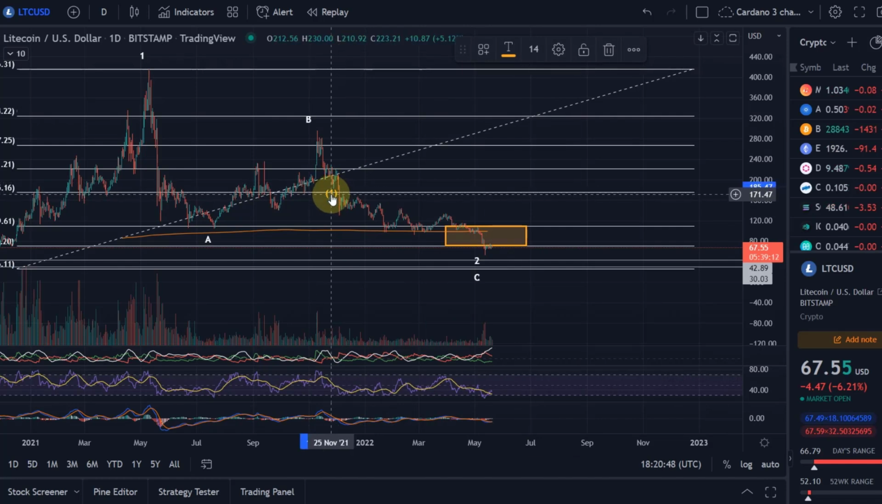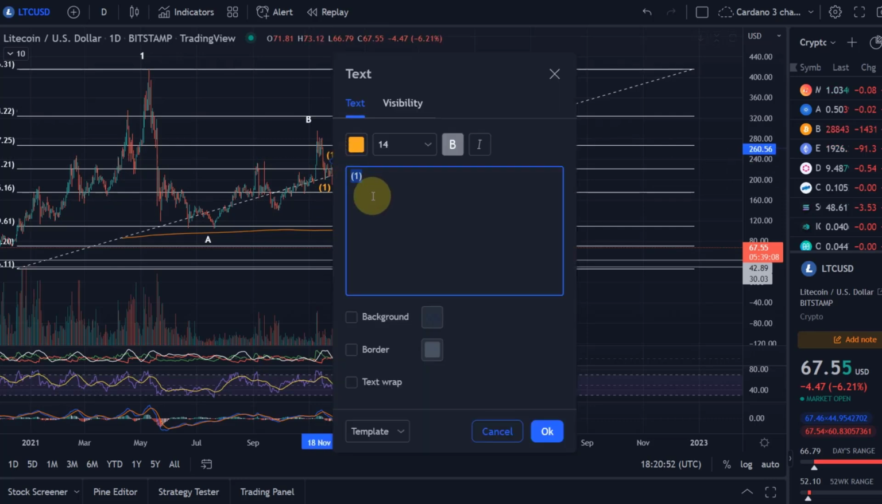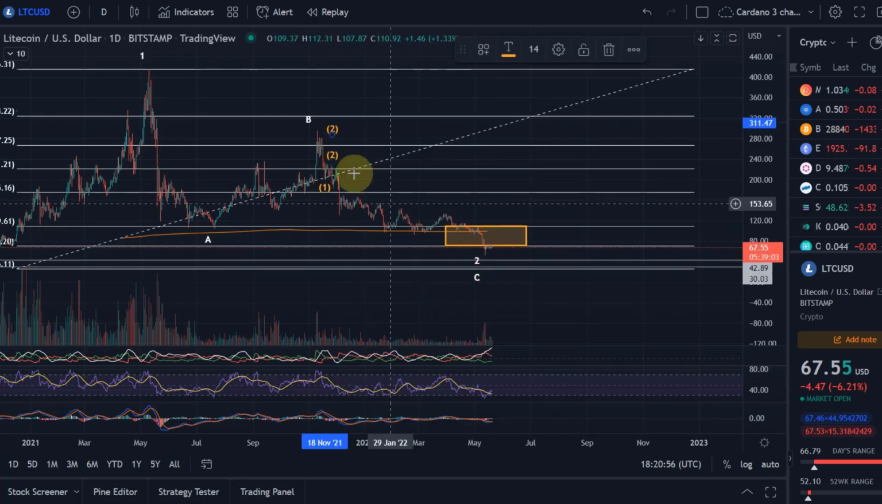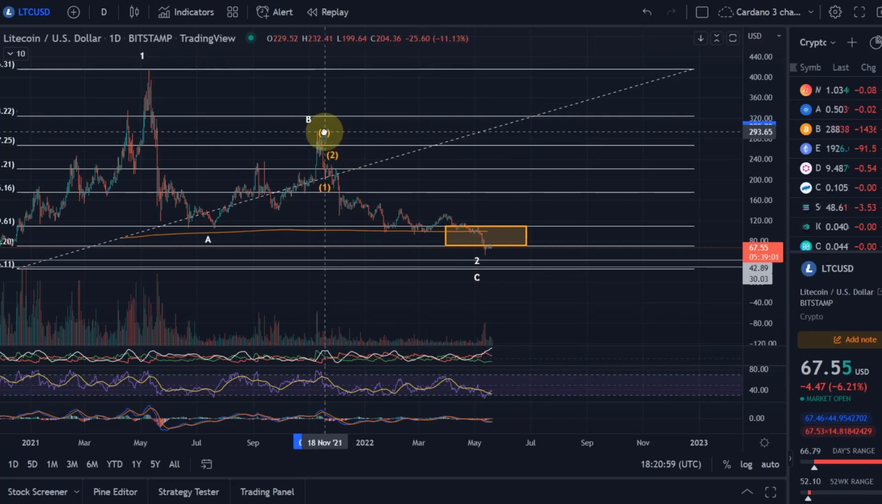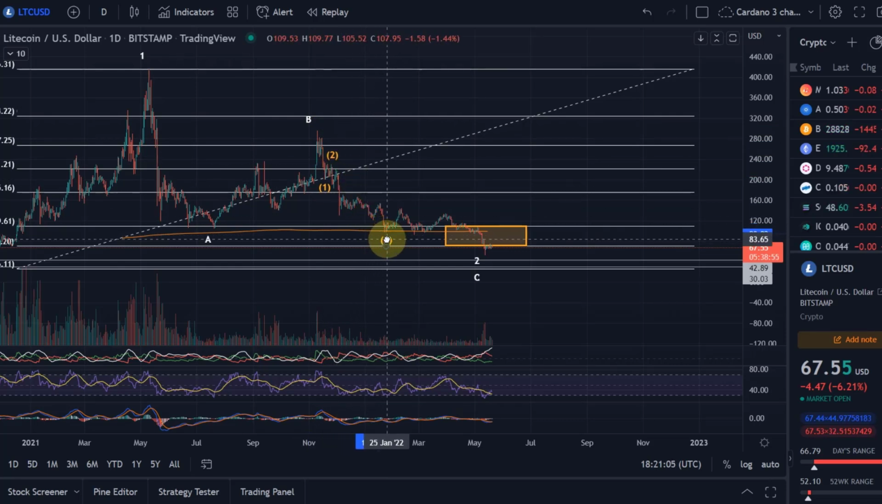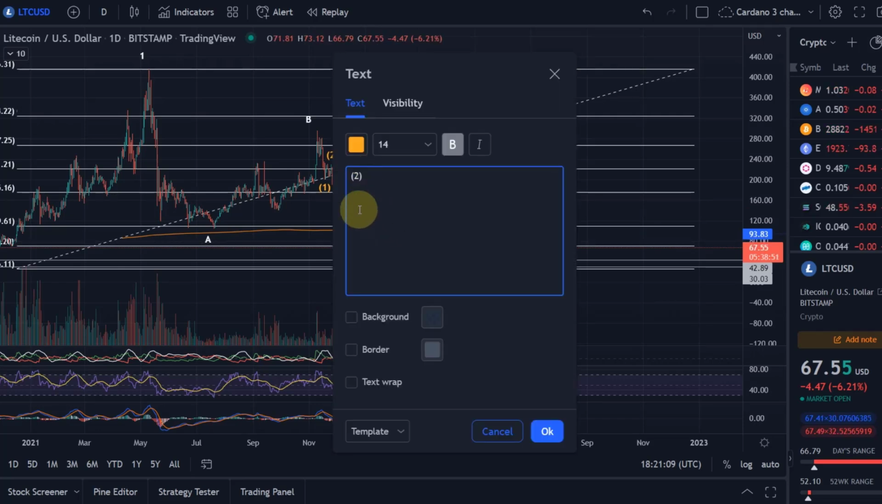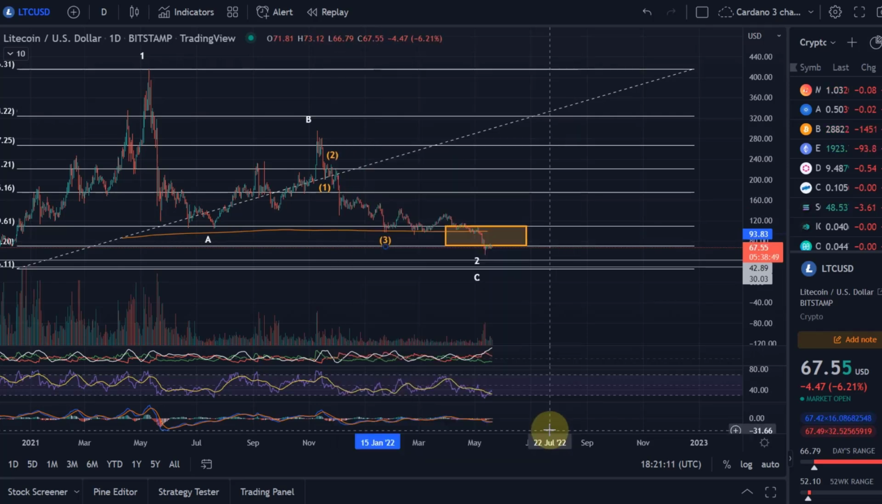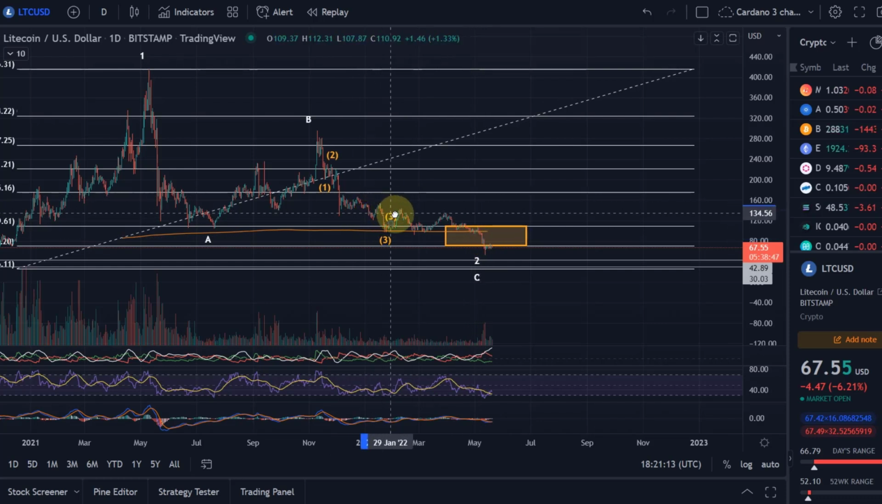A wave C usually has 5 waves. So you had a wave 1 here, you had a wave 2 here. Wave 2 is a corrective wave, in this case to the upside, because it is correcting that impulse that came down. Then we're coming down here in a wave 3, which is normally or oftentimes the longest wave. It doesn't have to be the longest wave, but it's definitely not the shortest.